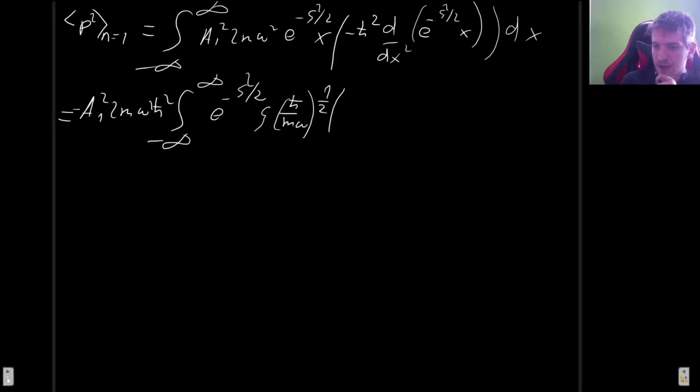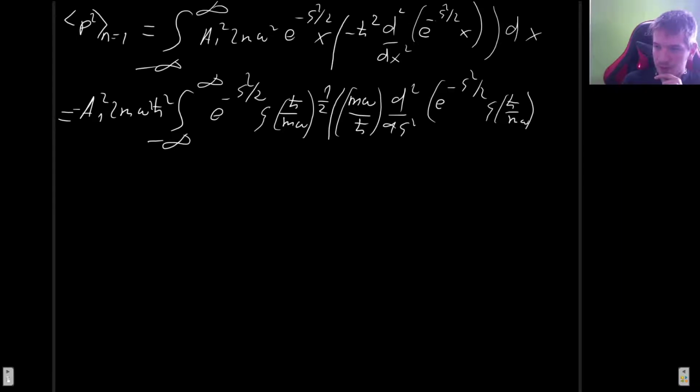And now in here we got d by dx squared. So this is going to be m omega divided by h bar, d by d psi squared. There's a squared there. e to the minus psi squared divided by 2. And this x will be the same as here, just psi times h bar divided by m omega.